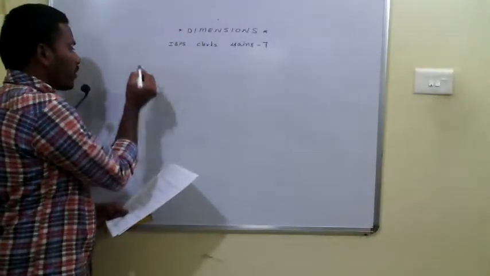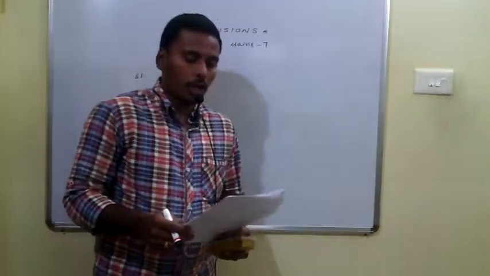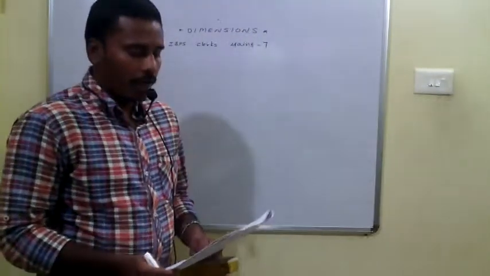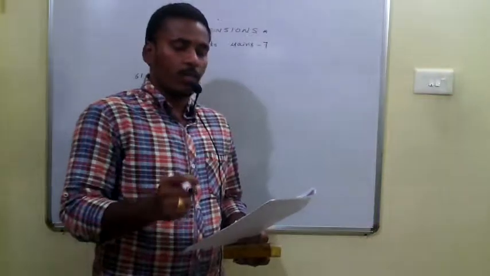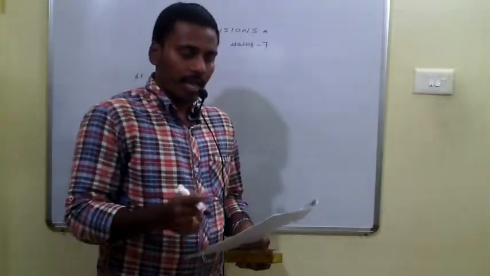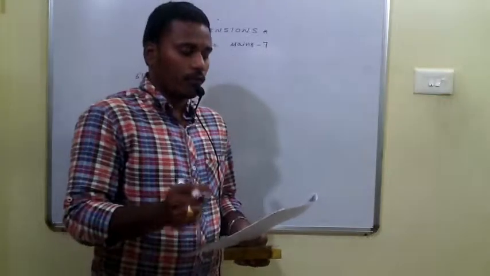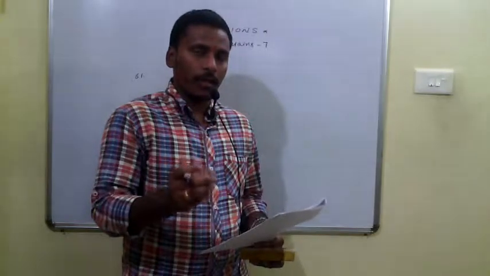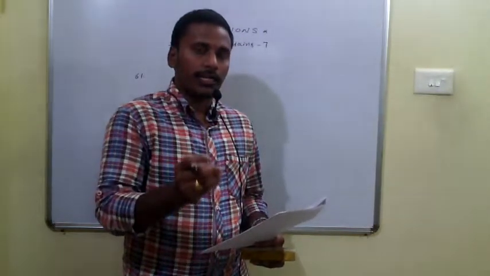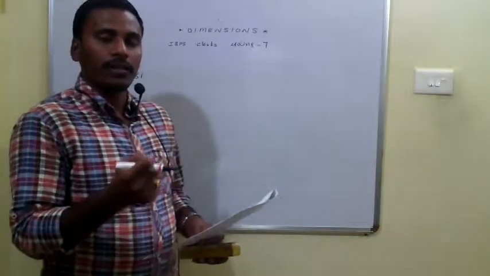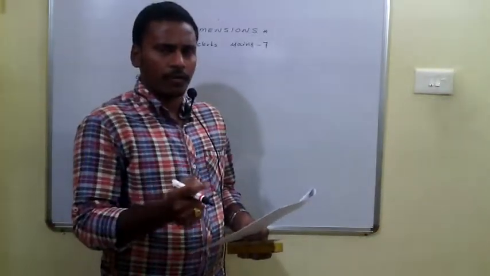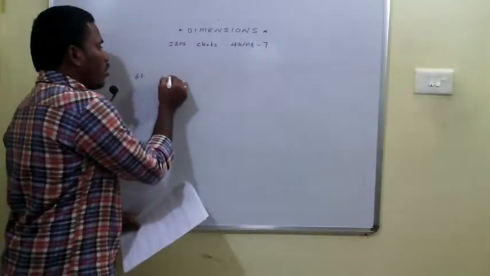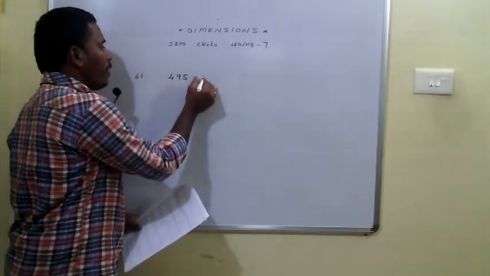So coming to the 61st problem, what is given? On a particular day, sweets were to be equally distributed among 495 students of a school. However, on that particular day, 396 students were added, and each student present on that day got 4 sweets. How many sweets were distributed? Suppose originally, let x be the number of sweets got by each student originally. Since there are totally 495 students, the total number of sweets distributed is 495 into x.